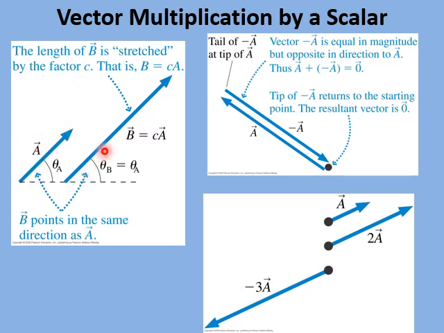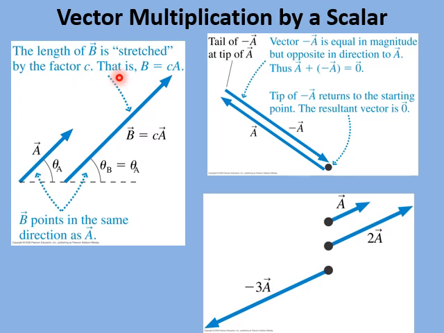Well, what happens is A gets stretched by the amount given by C. So if C is 2, then when we multiply vector A by 2, we just stretch it twice as long. If C is 3, then we would stretch it 3 times as long. But notice that the orientation of the vector does not change, only the magnitude. So the multiplication by scalar changes the magnitude of a vector, not the direction.